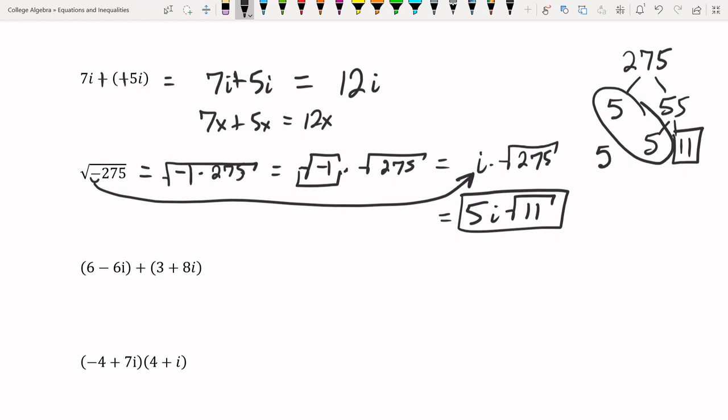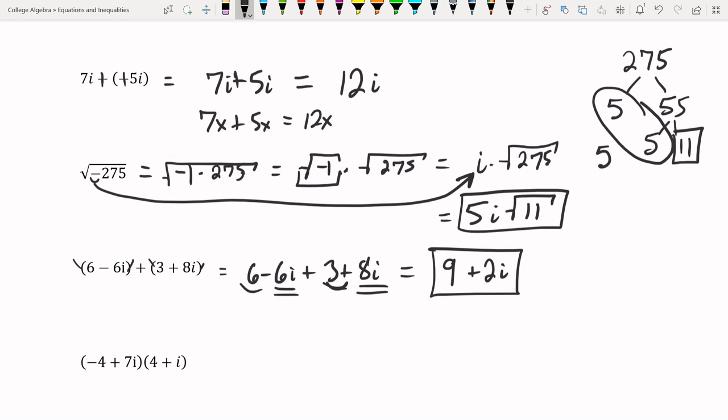Here we have two complex numbers adding to each other. Because it's addition, we can drop these parentheses. They don't really mean anything right now. So 6 minus 6i plus 3 plus 8i. 6 and 3 are like terms, negative 6i and 8i are like terms. 6 plus 3 is 9. Negative 6i plus 8i is plus 2i, and that is completely combined.